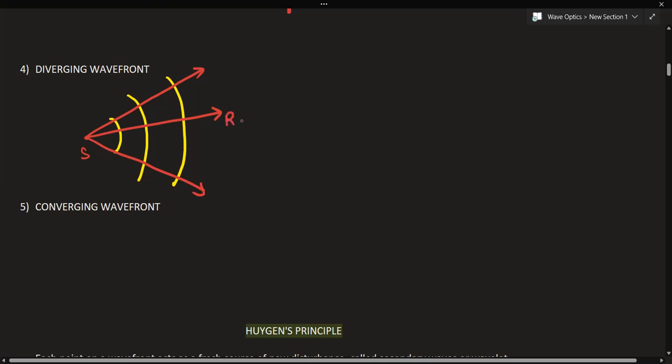So now see, these red lines represent the rays of light, meaning the path along which the light travels, and these are the diverging wavefronts. So basically it's a part of the spherical wavefront only. If I complete the spheres, then I'll be getting a spherical wave. So these are the diverging spherical wavefronts, you can say, or diverging wavefronts. It's not a different type of wavefront, it's actually a part of a spherical wavefront only.